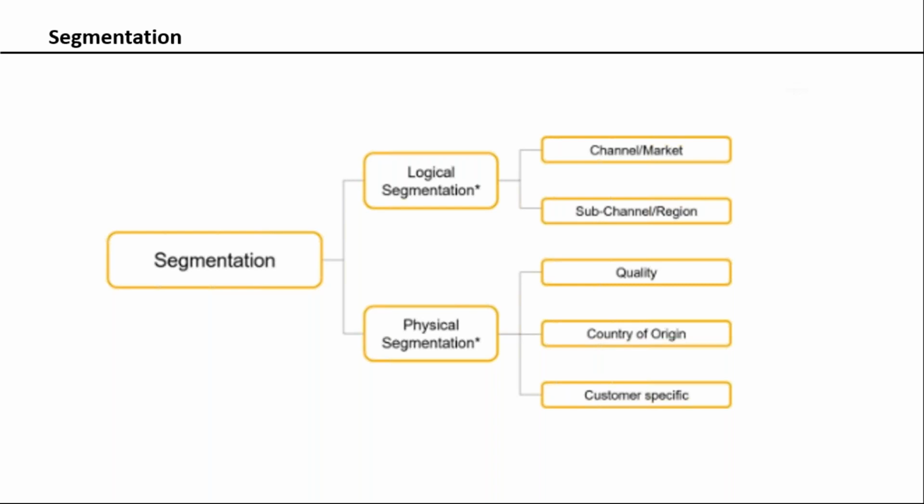So the new functionality in S4HANA is segmentation, and you have two different kinds of segmentation: logical segmentation or physical segmentation. Logical segmentation means any channel or market or sub channel or region. Take the current situation: e-commerce business is growing, so definitely some amount of inventory should be allocated for the e-commerce channel. So now with this segmentation, inventory can be received directly based on the e-commerce segment.